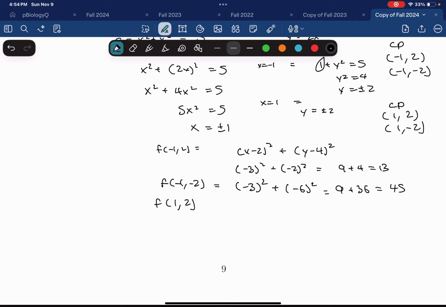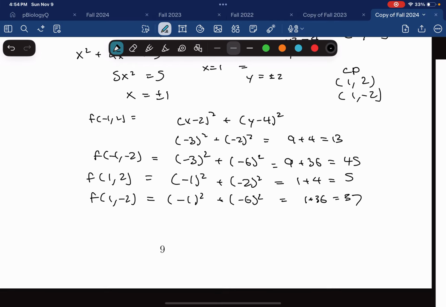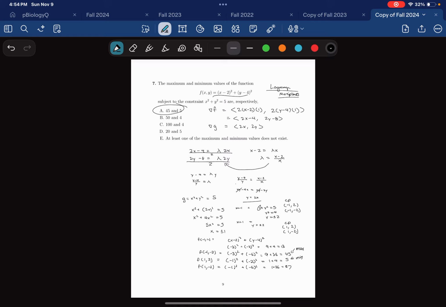F of 1, 2 is just 1 minus 2, negative 1 squared, plus 2 minus 4, negative 2 squared, just equals 1 plus 4 equals 5. F of 1, negative 2 is equal to negative 1 squared, plus negative 6 squared, is equal to 1 plus 36 equal to 37. Whoopsie daisy. So if we want to find our max and our min, that's our max. 5 is our min, which means the answer is A, 45 and 5.